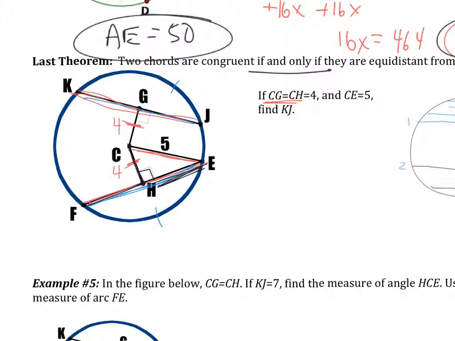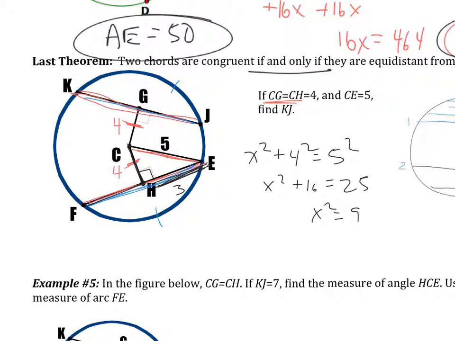So can we figure out what HE is? Right? What's HE? Not 3.5. You shouldn't get a decimal. You should get a whole number. It's a Pythagorean triple. You should get 3. Okay? Do your x squared plus 4 squared equal to 5 squared. X squared plus 16 equals 25. Subtract the 16. You get 9. Take the square root. You get 3.